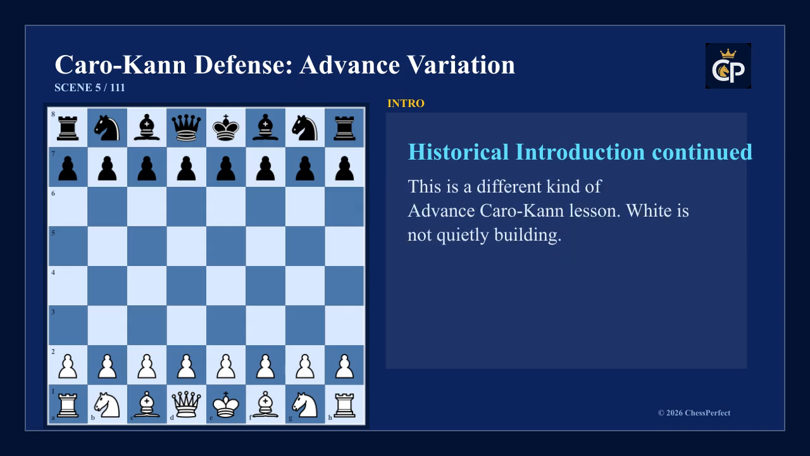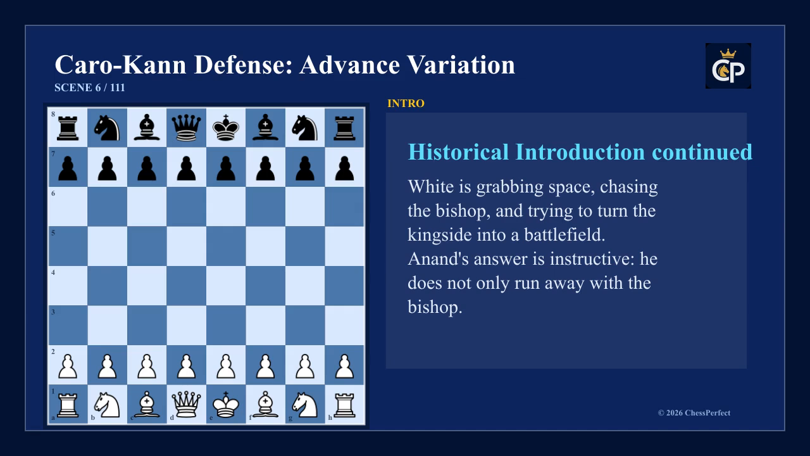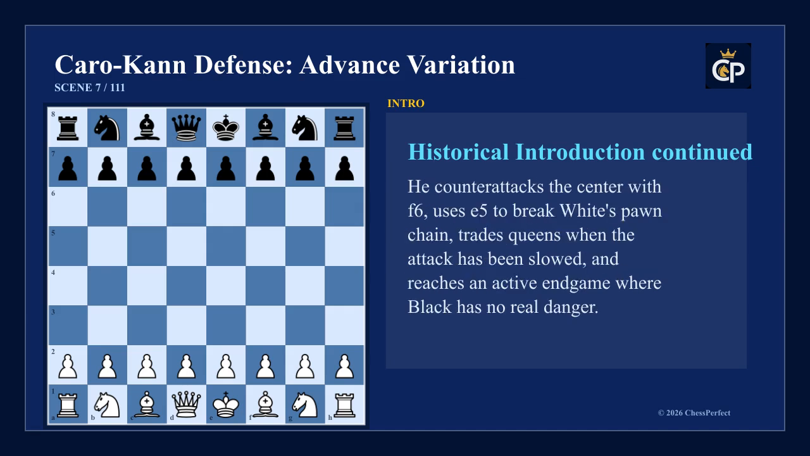This is a different kind of advanced Caro-Kann lesson. White is not quietly building. White is grabbing space, chasing the bishop, and trying to turn the kingside into a battlefield. Anand's answer is instructive. He does not only run away with the bishop. He counterattacks the center with f6, uses e5 to break white's pawn chain, trades queens when the attack has been slowed, and reaches an active endgame where black has no real danger.